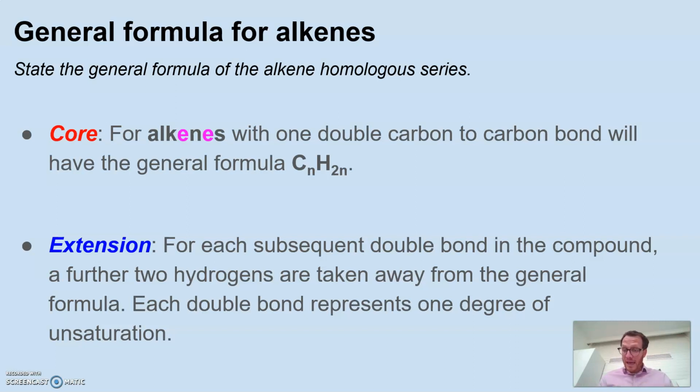One way to remember the name alkene is the fact that alkene has 2 E's. So if we remember that it's got 2 E's, then we must know that an alkene must have a double bond. To extend from this idea, we can have multiple double bonds within a structure, and for every additional double bond present, we lose a further 2 hydrogens. This general formula is for only when we have one double bond present in the compound.